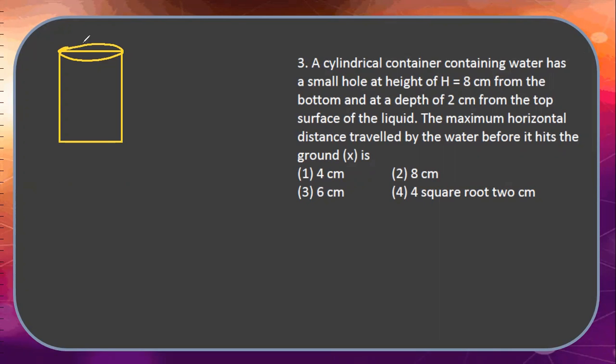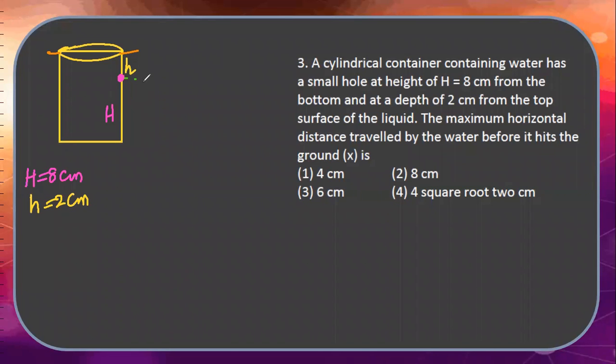Let us suppose it is the tank. In the tank, at a height capital H is equal to 8 centimeters, a hole is there, below the surface. At a height small h below the top, one hole is there. From the bottom, it is 8 centimeters. From the top, it is at 2 centimeters.